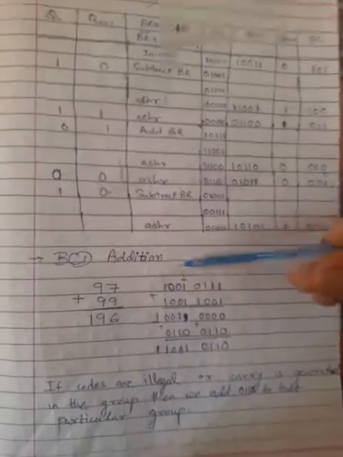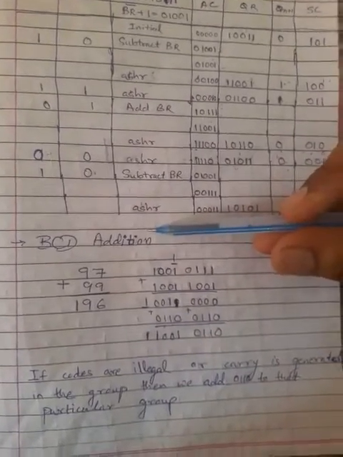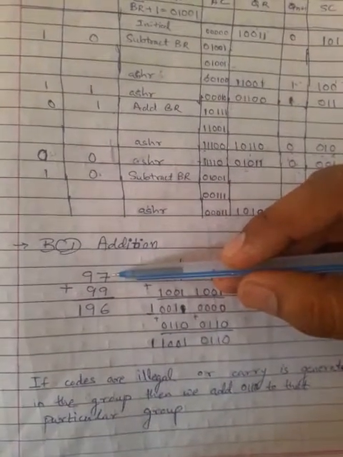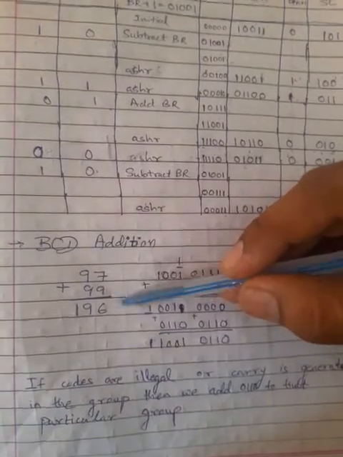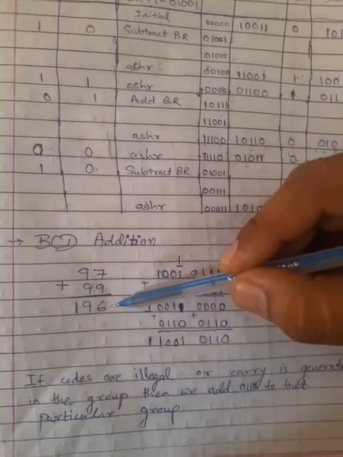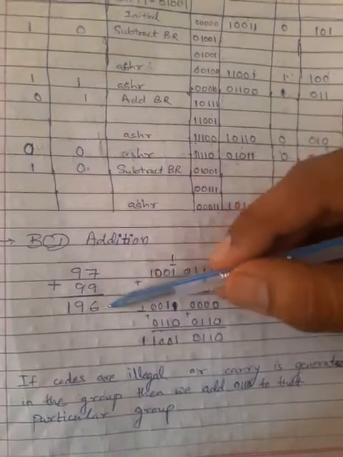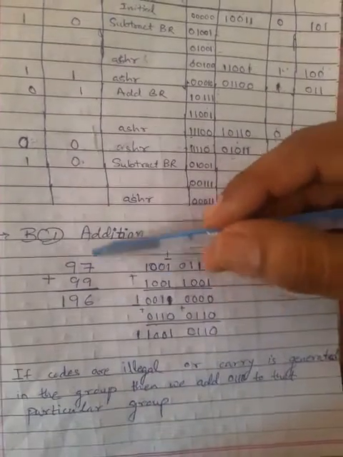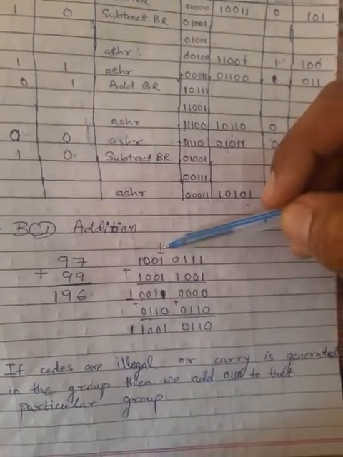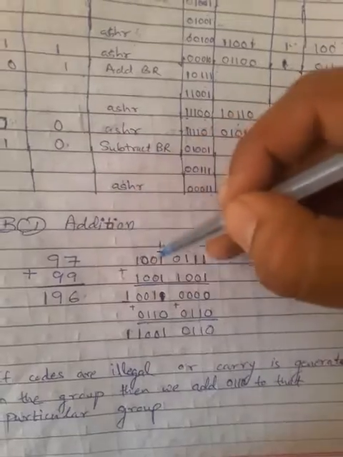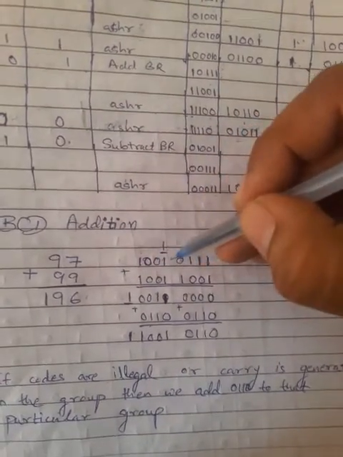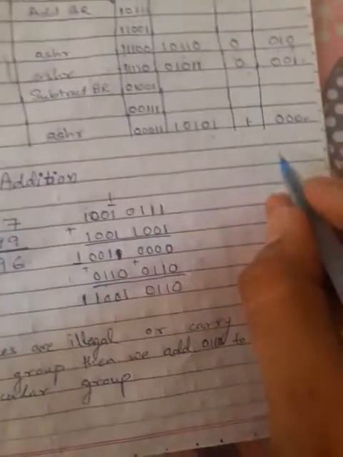Okay, now how to do the BCD addition, here it is given here. 97 plus 99 here we are doing, and here the answer is 196. Normally if we are adding, we will get the answer 196. When we convert this into binary coded decimal, 9 will be converted into 8421 code.